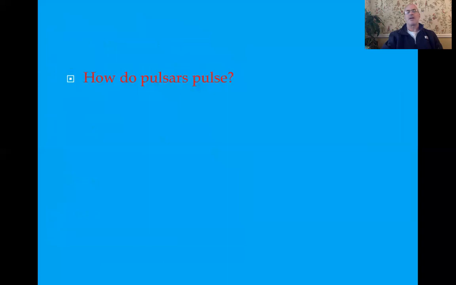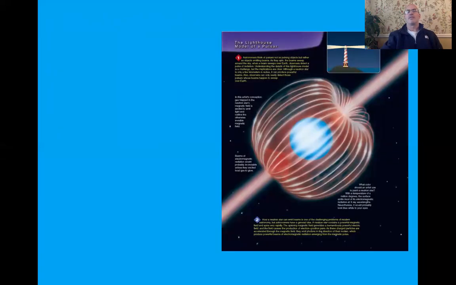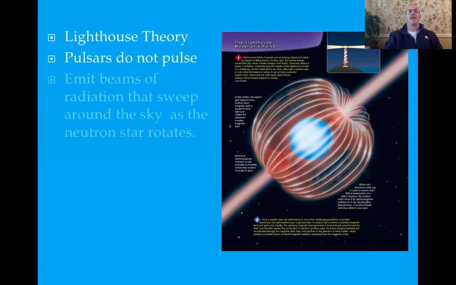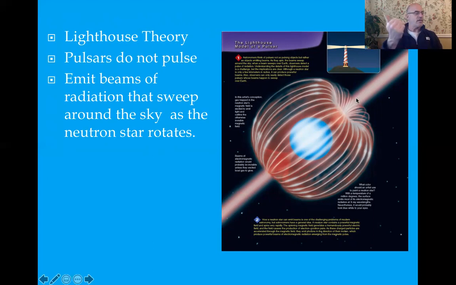Now, the question is, how do pulsars pulse? How would a neutron star pulse light? The most common explanation of this is known as the lighthouse theory. Basically, pulsars don't actually pulse, but they emit beams of radiation out the tops and bottoms. It has to do with magnetic fields, with particles being energized by magnetic fields, but you have these beams of radiation going out the top and the bottom.